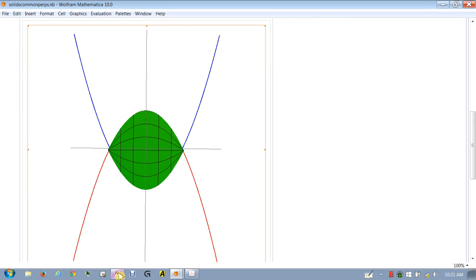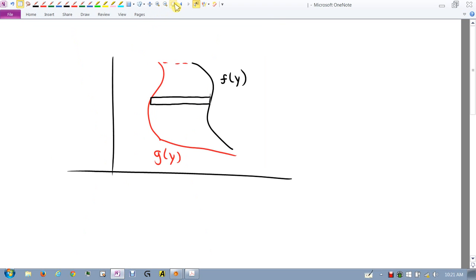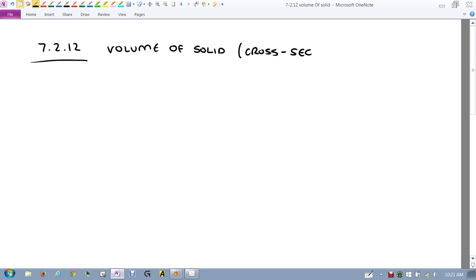What I'm going to do here is first pose the problem for you. Let's say that we have, and what is this, 7-2-12? Okay. Volume of solid cross sections. All right, this is very different than everything we've just done. The idea here is not rotating anything around any axes, right? Just clear your mind of that right now, all right?